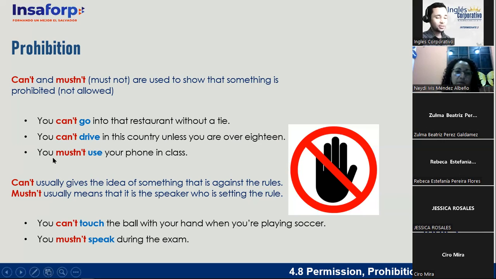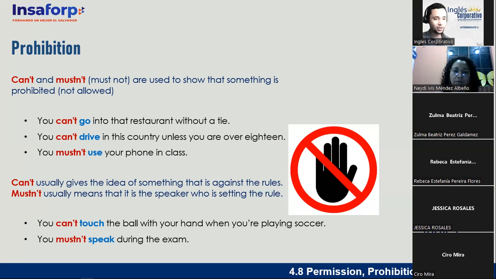So, the next one, please, who's going to help me read it? Rebecca, please. You mustn't use your phone in class. You mustn't use your phone in class, okay? When kids go to school, if they have a cell phone, right? The teacher will say, no, sorry, you mustn't use your phone in class. It's not permitted, okay? It's prohibited, okay? Before we continue, do you have any questions? No questions. Okay, no problem.